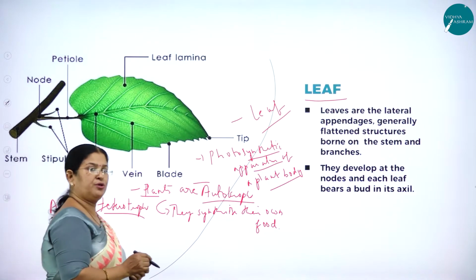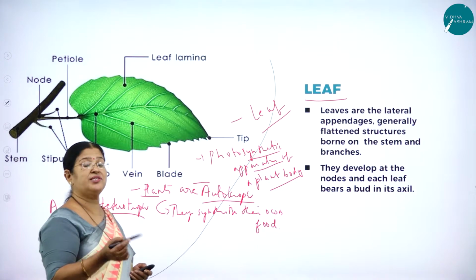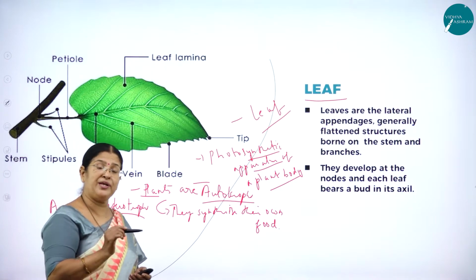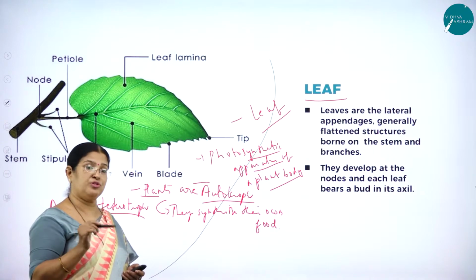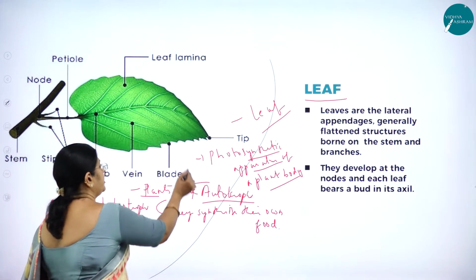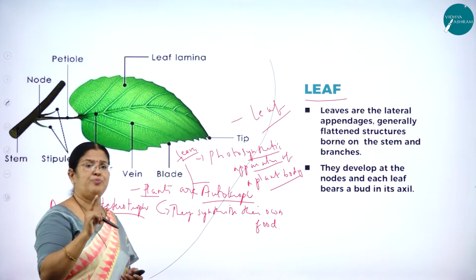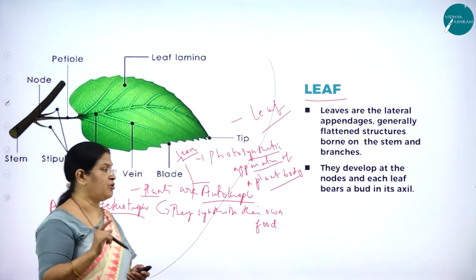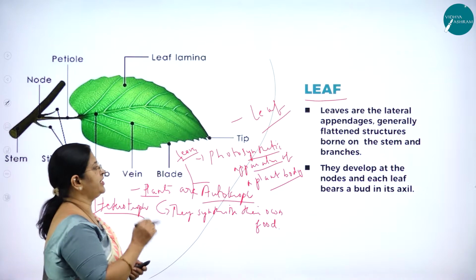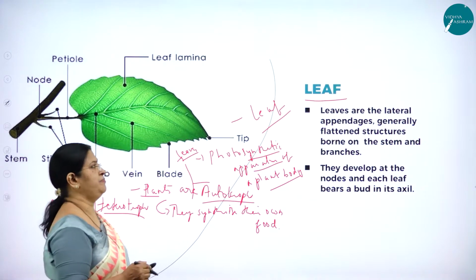What do you mean by autotrophs? They synthesize their own food. They don't depend upon anybody for their food. How do they synthesize their own food? With the help of the leaves. So leaf is a very important part of a plant body. That is, they are the photosynthetic apparatus of a plant body.